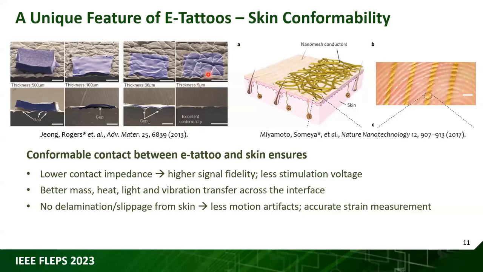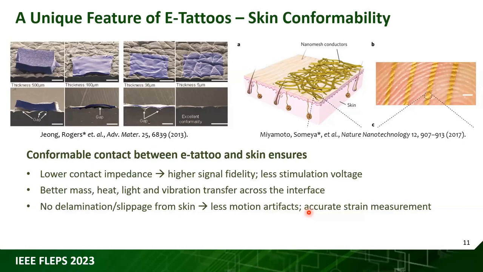So if your thickness is so small, the modulus is so small, the driving force for detachment is so small, which means it doesn't need a lot of adhesion to stay on. Even under a skin deformation, we know that our skin is deformable up to 20%. And because there's no delamination and the device always follows your skin deformation, there is no relative motion across the interface. And that will minimize the so-called motion artifacts.